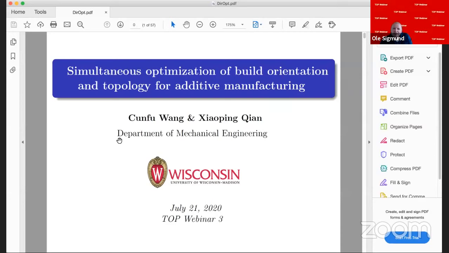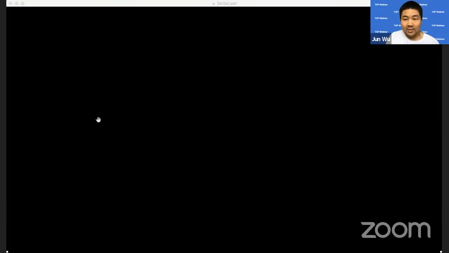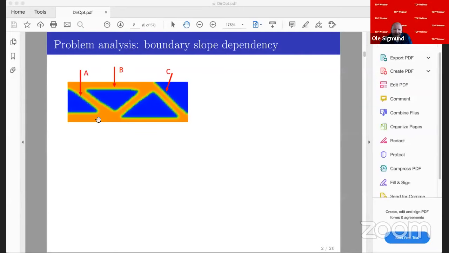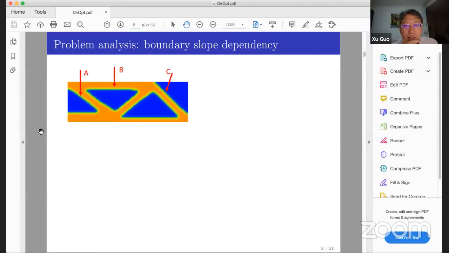Sorry to interrupt. I don't think we see your slides. You have to make it the presentation mode. We only see the first one. Can you see my screen now? It's black for now. Can you see a screen now? Yeah. Is it right? Okay. Perfect. Thanks for letting me know.